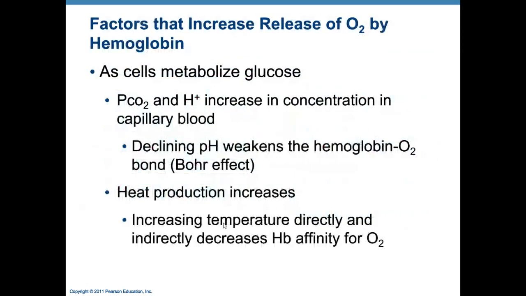Right? So when cells metabolize glucose, the partial pressure of CO2, of course, is going to increase. They're burning glucose and producing CO2 as a byproduct. As a result of that, hydrogen ions also increase in concentration. So that weakens the bond of hemoglobin to oxygen. We call that the Bohr effect. And the heat production increases also can directly and indirectly decrease the hemoglobin affinity for oxygen.